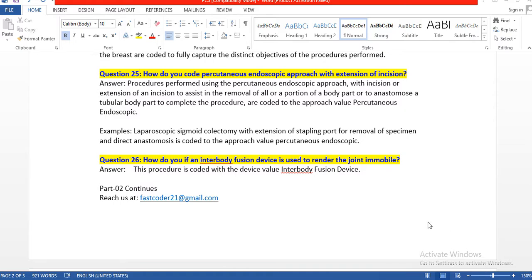Question 25. How do you code percutaneous endoscopic approach with extension of incision? Answer. Procedures performed using the percutaneous endoscopic approach with incision or extension of an incision to assist in the removal of all or a portion of a body part, or to anastomose a tubular body part to complete the procedure, are coded to the approach value percutaneous endoscopic. For this also we have an example. Laparoscopic sigmoid colectomy with extension of stapling port for removal of specimen and direct anastomosis is coded to the approach value percutaneous endoscopic.